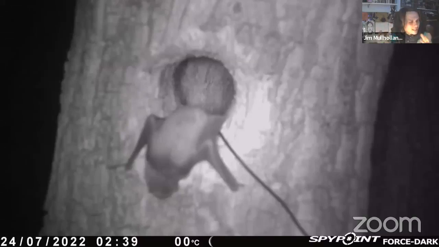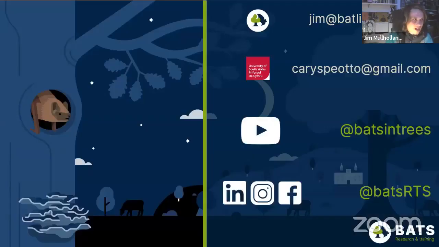And the activity and the behaviors we're recording on these are fantastic. Not only are we getting the bats, we're actually going to be better able to understand how different species interact up in the crown itself.